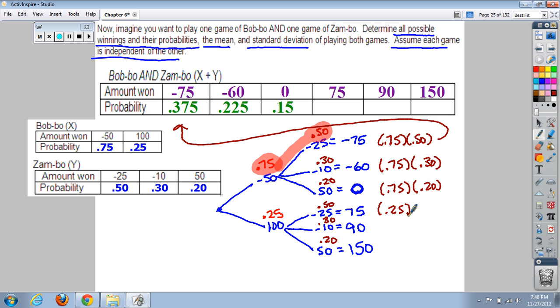And now I come to my 25% times my 50%, 25% times 30%, 25% times 20%. And that leaves me with 12.5%, 7.5%, and 5%. And if I were to add all of these together, I should end up with 100%, with 1.000. Okay, so here is my new probability distribution of playing one game of Babbo and one game of Zambo.